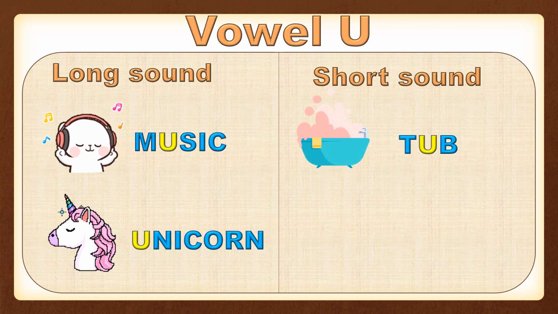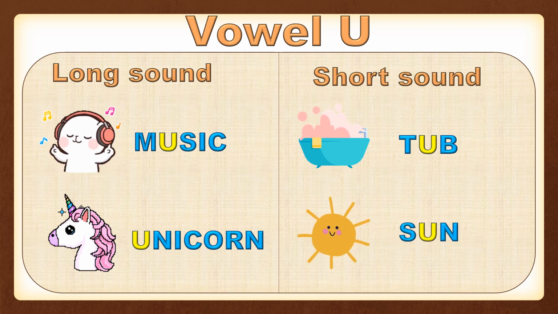Moving to the short sound examples. Tub. I am saying U as U. Tub. Same way, sun, bright sun.